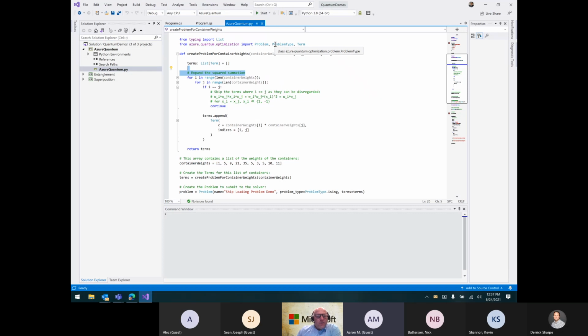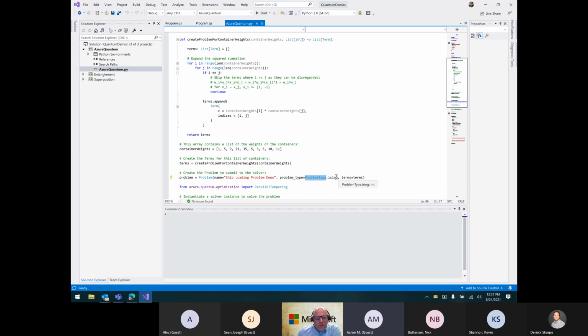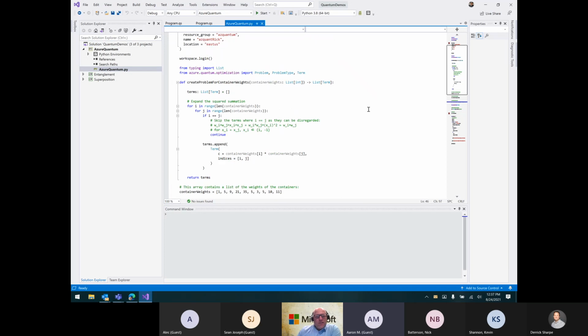And the problem type, as we'll see, is where I write down that it's going to use the Ising model to solve this problem. Terms are going to be my outputs. And the problem is, hey, create this big problem, which is the ship loading problem demo. We've got this problem type of Ising, and then I'm going to pass in this list of terms.